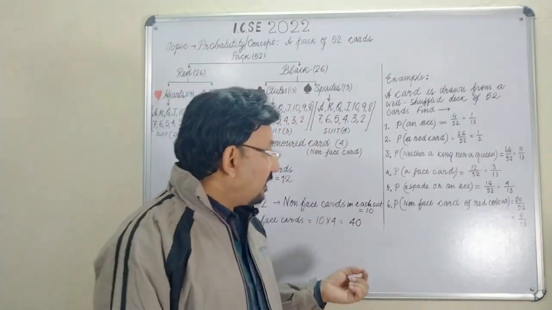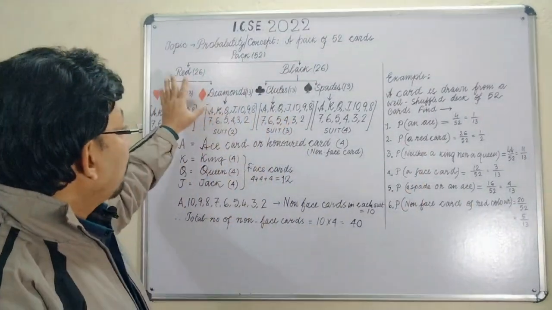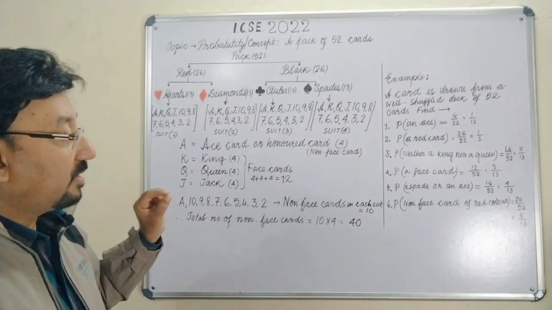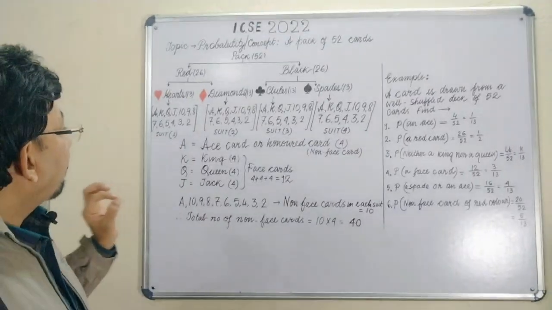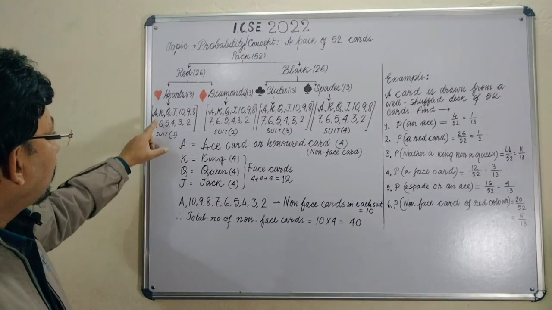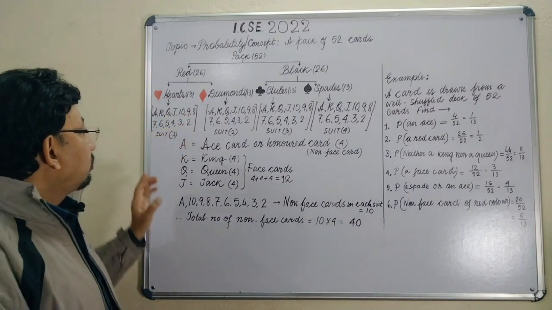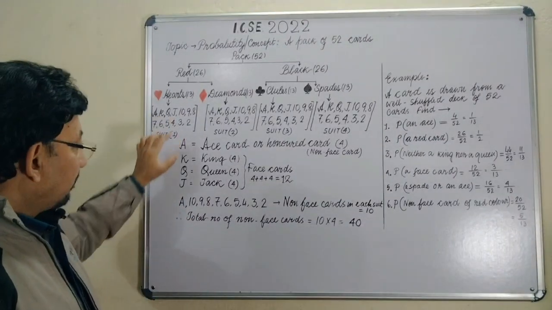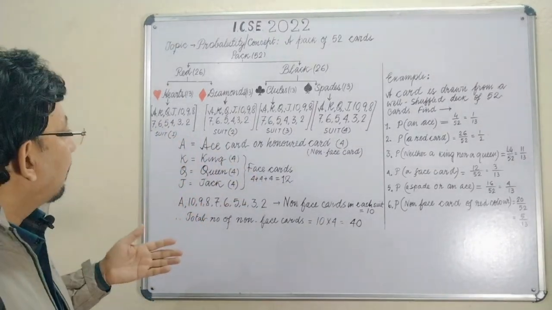Now the last question is probability of non-face card of red color. So you will have to find the probability of non-face card of red color. Total number of red cards 26. Non-face card of red color. Non-face card. Okay. These are the face cards. So excepting these 3, all are non-face cards. So in a suit, total number of cards is 13. So 13 minus 3. 3 are face cards.